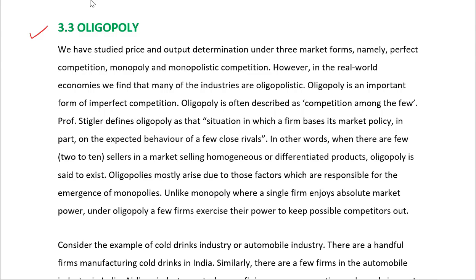They generally compete themselves, but the competition is non-price competition, and basically the impact of advertising and cost is prevailing in the market. So let us see, we have studied price and output determination under the three market forms, namely perfect competition, monopoly and monopolistic competition. However, in the real world economies, we find that many of the industries are oligopolistic also. Oligopoly is an important form of imperfect competition. Oligopoly is often described as the competition among a few.